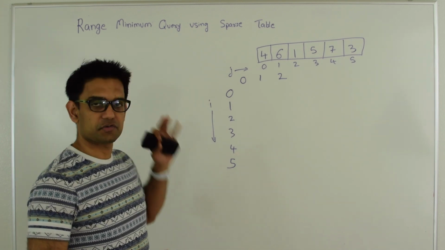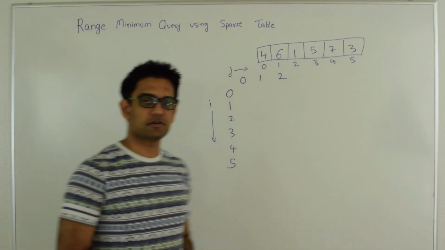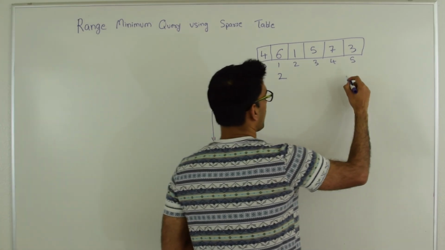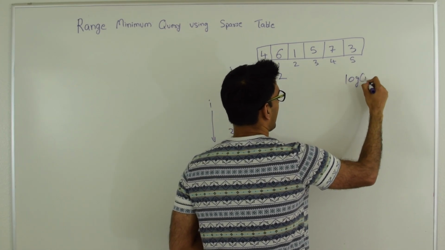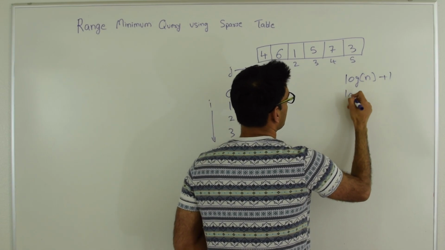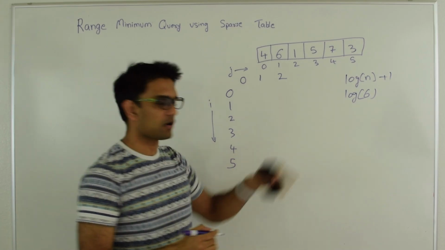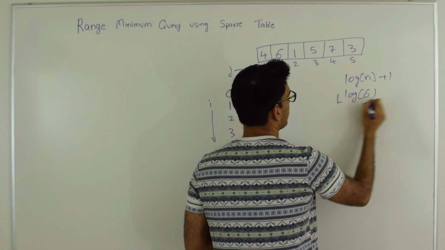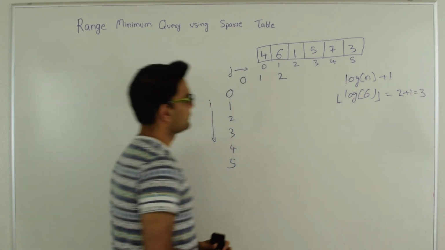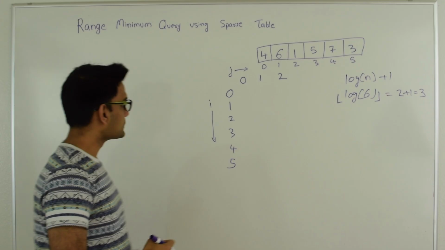So here we're going to take a two-dimensional array where the number of rows is going to be the same as the length of my array, and the number of columns is going to be floor of log of n plus 1, where n is the size of this array. So the floor of log of 6 is 2, so 2 plus 1 is 3. Which is why we have 3 columns here.